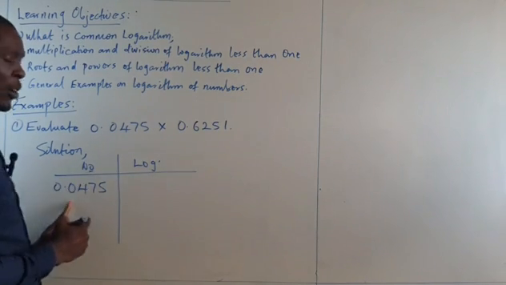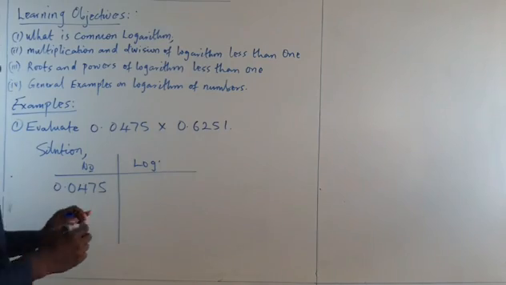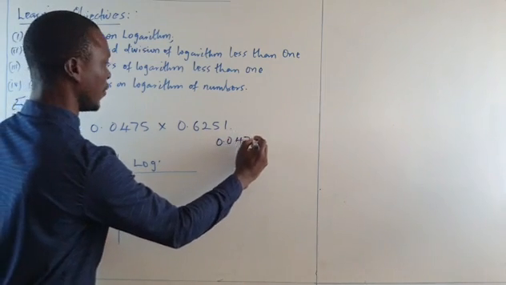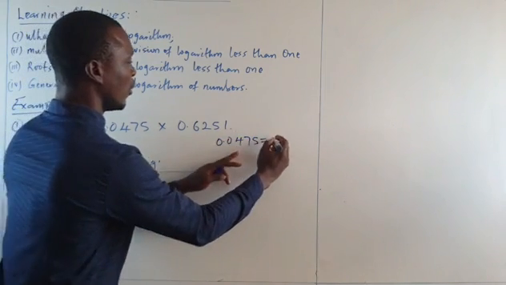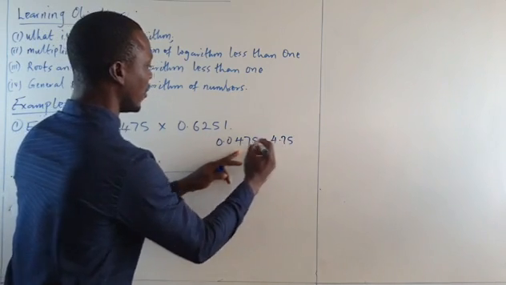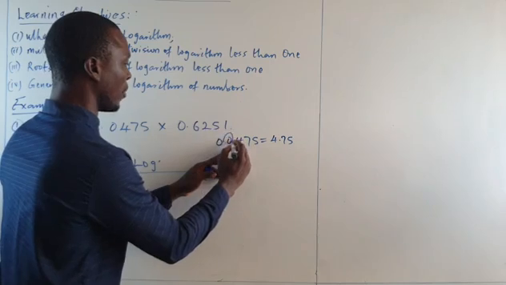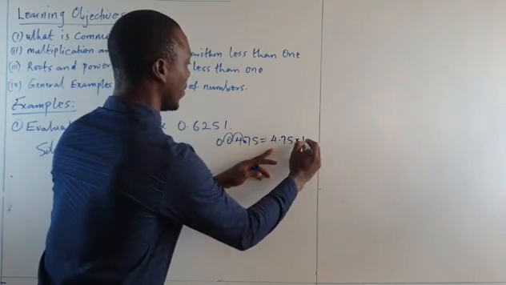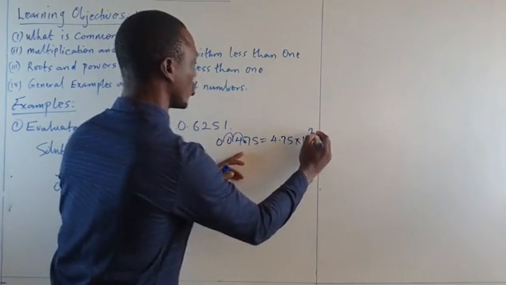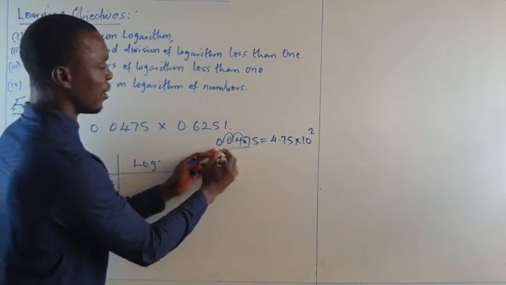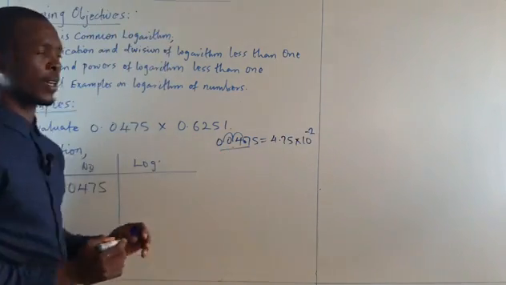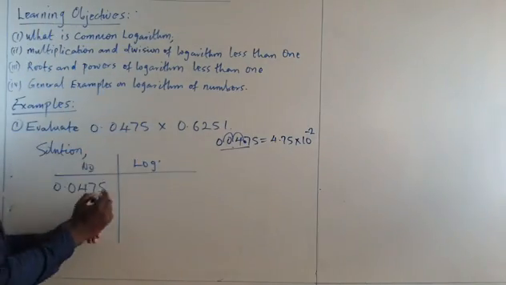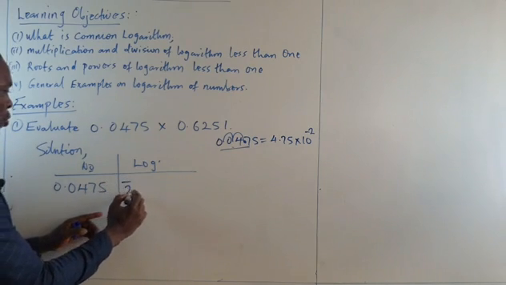So expressing 0.0475 in standard form, we have 0.0475, which is equal to 4.75. To remove the point, in two steps, that is multiplied by 10 raised to power of 2 steps. But since the number is less than 1, it's going to attract a negative sign. So we have a negative index. That negative index will give us 2 points.